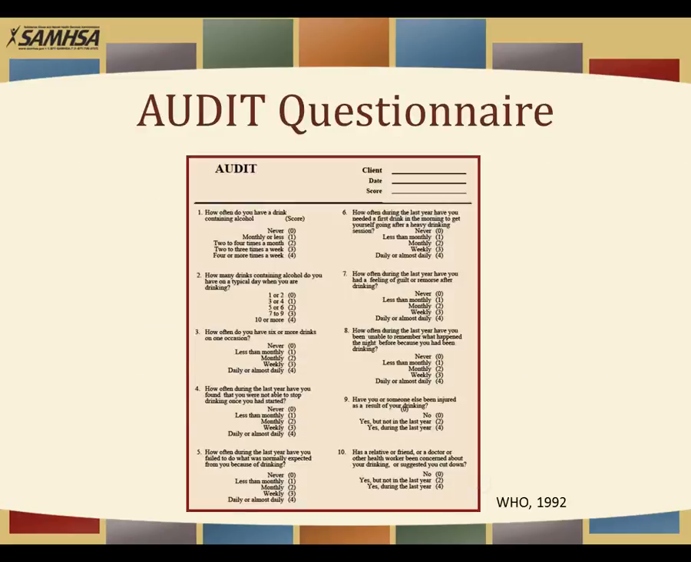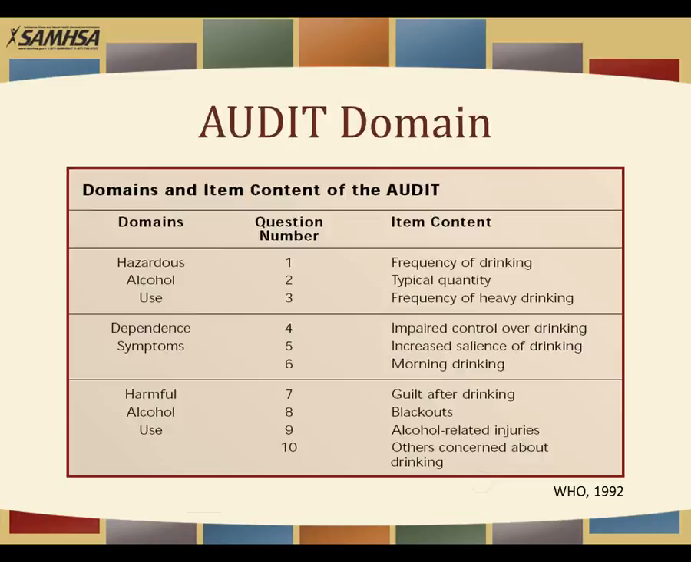Here's the 10-question questionnaire. I know it's hard to see. I will be posting this so that you can look at it after the slideshow is over. It has 3 domains: hazardous alcohol use, dependence symptoms, and harmful alcohol use, trying to find out where people fall.